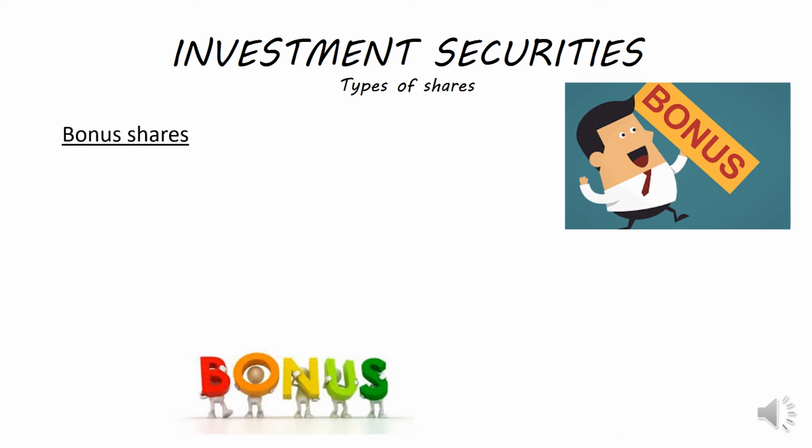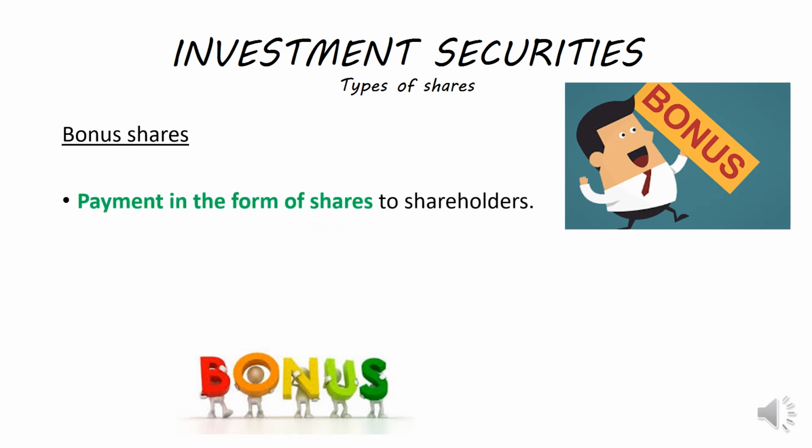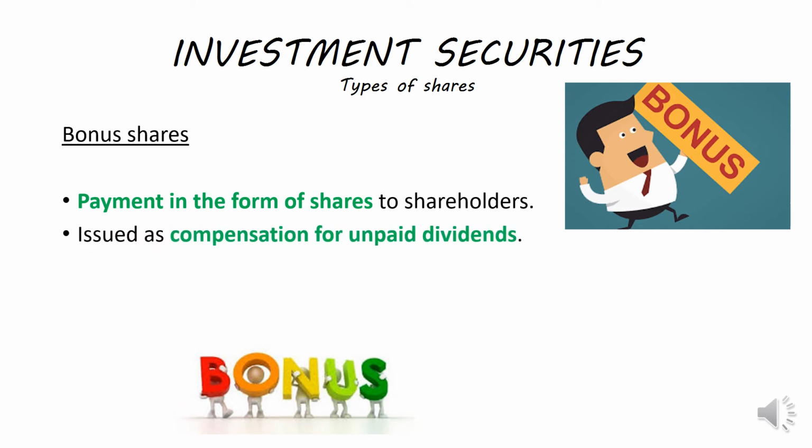Right, if we look at the bonus shares, these are when shareholders receive payment in the form of shares. So in other words, instead of giving them a dividend, you're going to give them extra shares. Right, so issued as compensation for unpaid dividends. As I said, when you are unable to pay out dividends to your shareholders, instead of giving them the dividends, you issue them with additional shares.